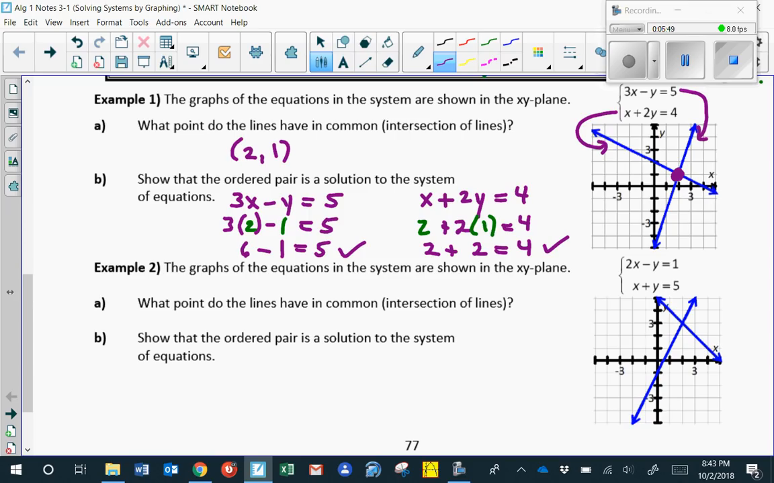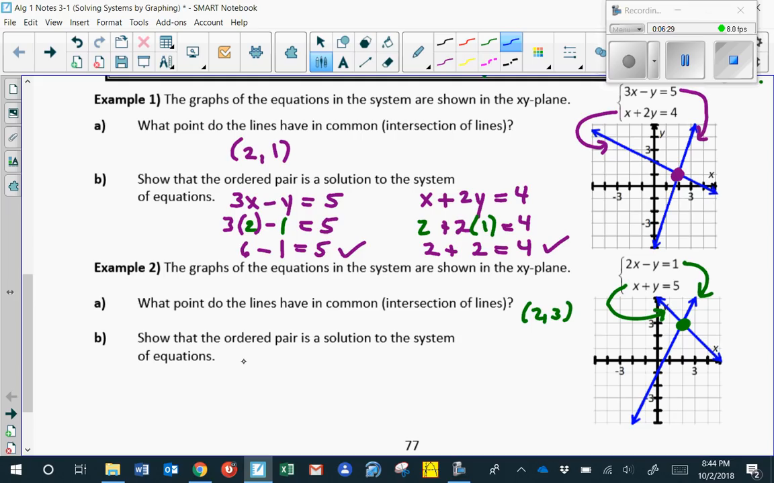In example 2, we have another two lines that are graphed. The first line is 2x - y = 1. The second line is x + y = 5. What we'll notice about those two graphs is that they share the point (2, 3). We can show that that ordered pair is a solution to the system of equations by replacing x and y with 2 and 3 in both equations.